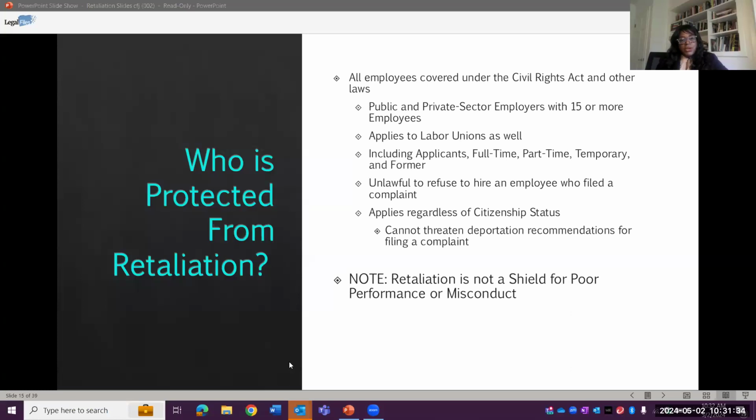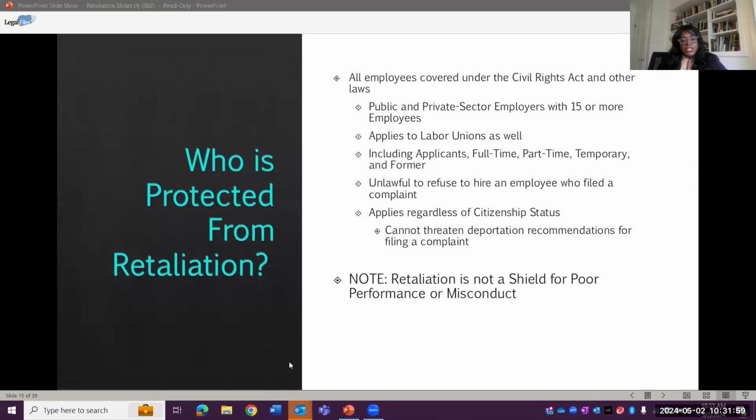Your client should be aware that it is unlawful to refuse to promote an employee who has applied for a higher position due to the filing of a discrimination complaint when they were an applicant. And we'll look at a case like that in a little bit. Prohibition against retaliation applies irrespective of citizenship and status.